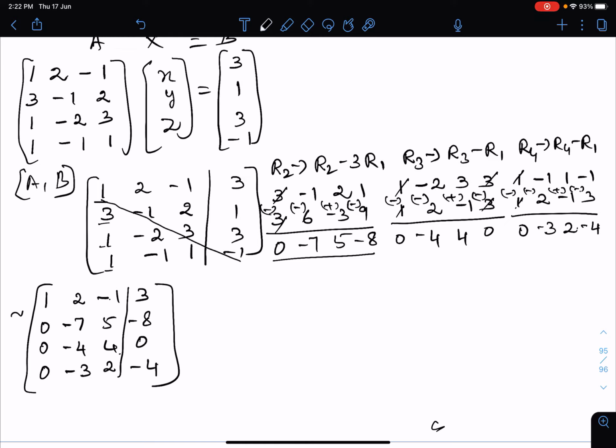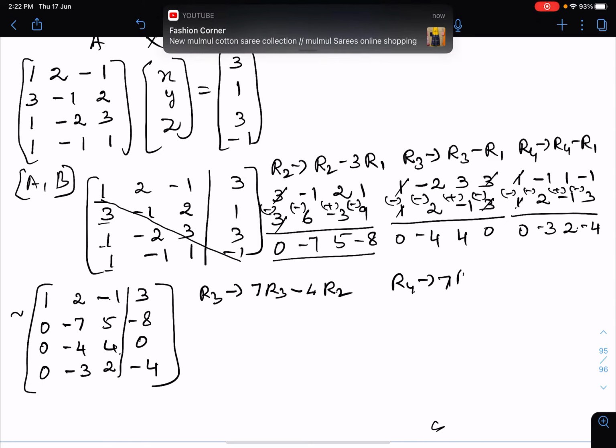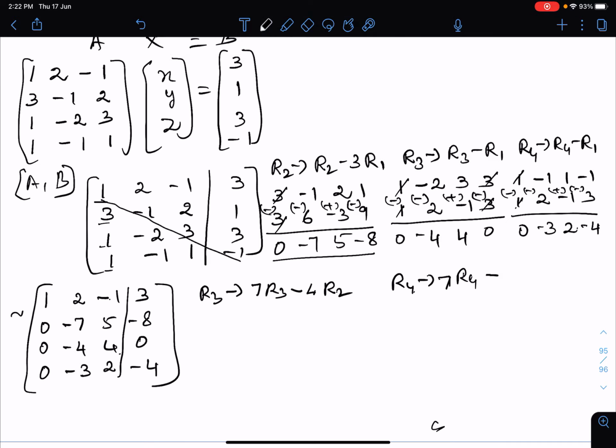So our R3, what is our R3 going to be? It is 4 and 7, isn't it? So you have to directly multiply, we cannot do anything else. So 7 into R3 minus 4 into R2. Similarly for R4 it is going to be 7 into R4 minus 3 into R2.